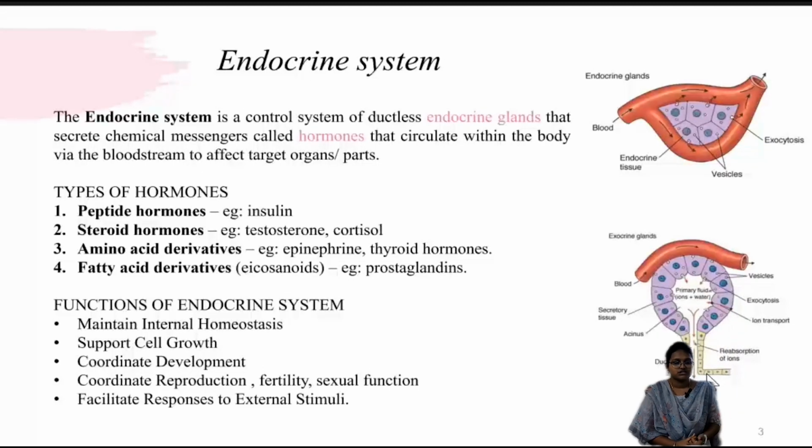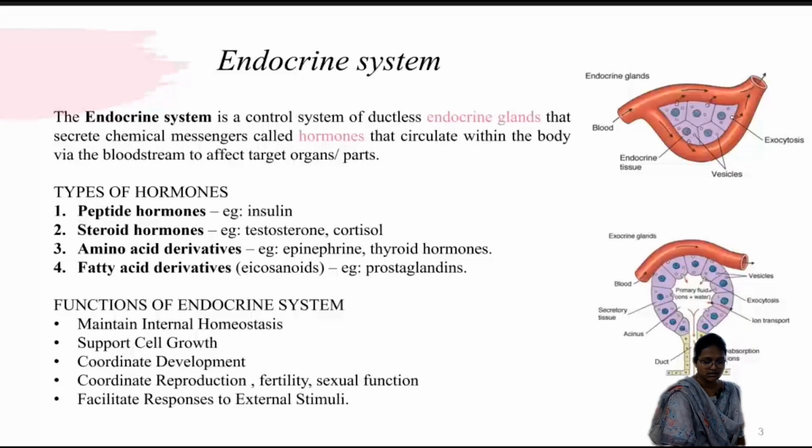And the major functions of the endocrine system are given here, like maintenance of internal homeostasis, support of cell growth, cognitive development, reproduction, fertility, sexual function, facilitating response to external stimuli, etc.